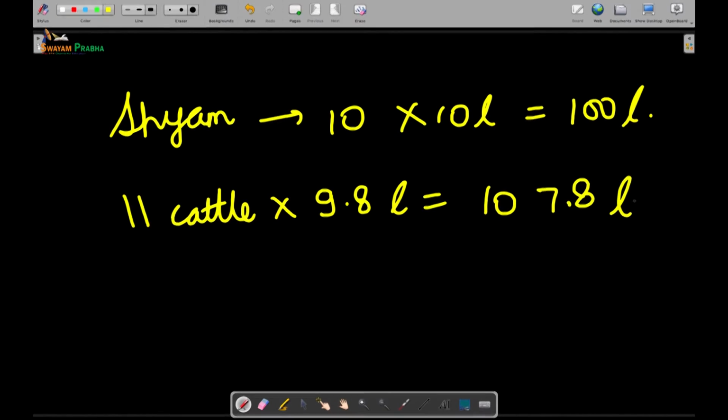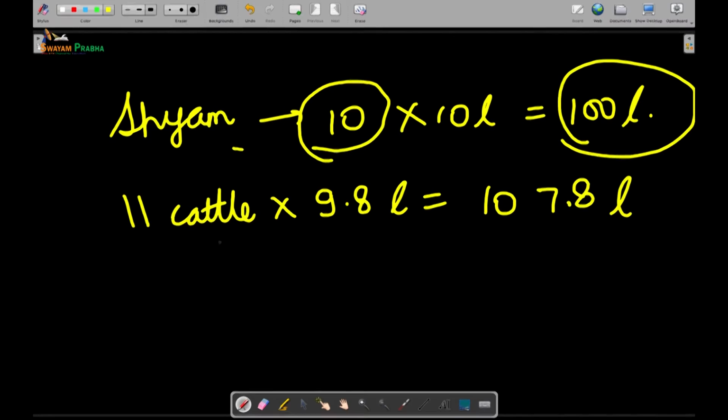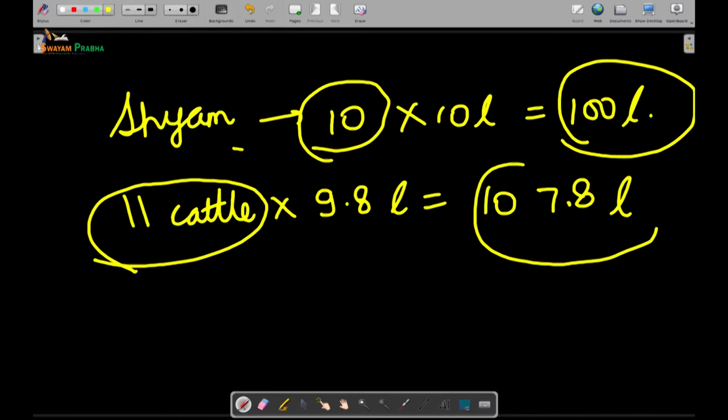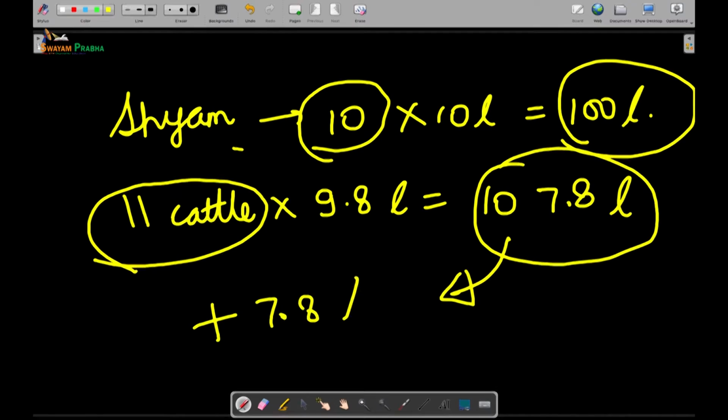Now the thing here is, if Shyam only kept 10 cattle, he was getting 100 liters of milk. But when Shyam gets the 11th cattle, he is now getting 107.8 liters of milk, which means that his production has increased by 7.8 liters. And the cost of his having this cattle is being borne by all the other people because they will be getting a slightly less amount of milk.